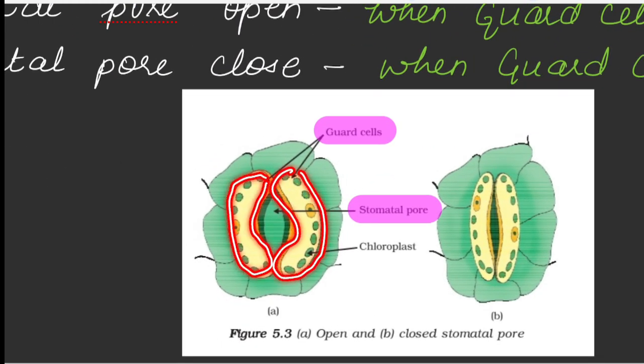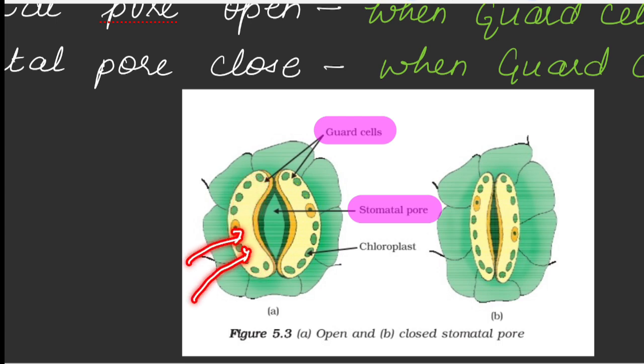So these two are the guard cells. So when this guard cell swells, the stomatal pore will open. How they are going to swell is whenever water enters. So water, when it is entering into the guard cell.